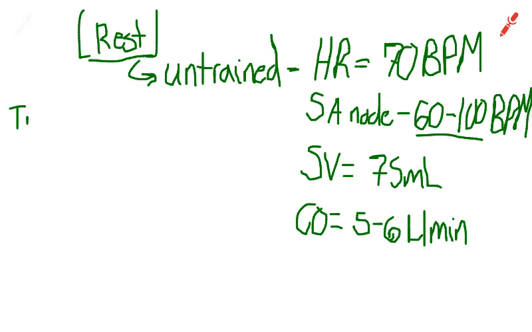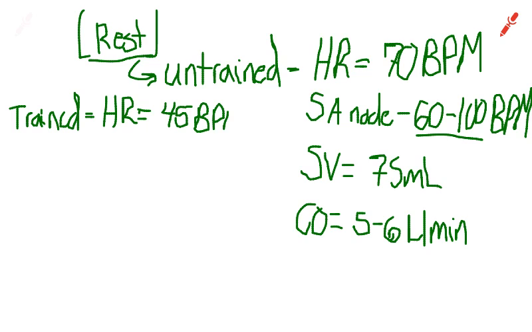Now a trained athlete, we'll just compare what happens to their heart rate and their stroke volume and their cardiac output. Now a trained athlete, I'm sure you all know, has a much lower heart rate. A trained athlete's heart rate is probably around 45 beats per minute if they're an aerobically trained athlete. And why is it so low? Because you're probably like, oh, hold on. The SA node beats by itself every 60 to 100 beats per minute. How is it possible that the heart is being lower than 60 to 100?